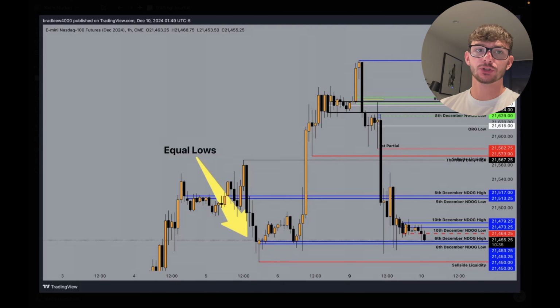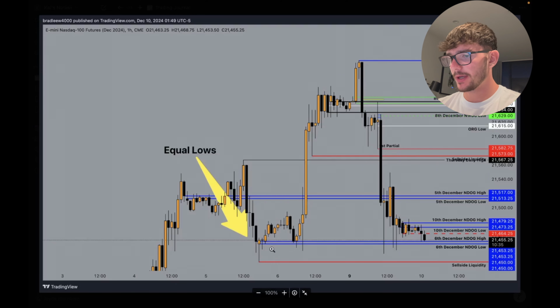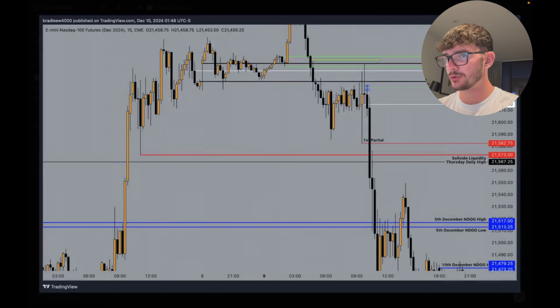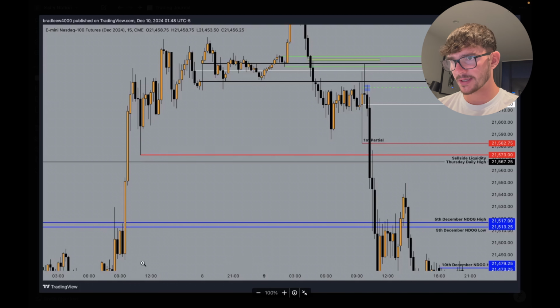Okay, so this is a journal entry from Monday the 9th of December 2024. As you can see, we had these equal lows on an hourly chart, which were my draw for this day on a higher time frame. So that gave me my bias as a bearish daily bias. If I just go on to the entry, this is the 15-minute chart. So obviously we have this 15-minute low. I'm not sure what time split. I'm trying to eyeball. It looks like it's the previous day's AM session low, just eyeballing it.